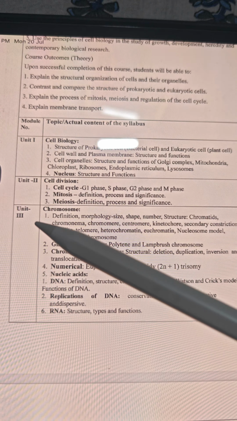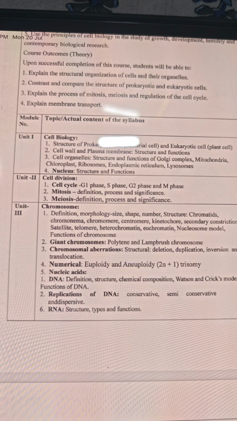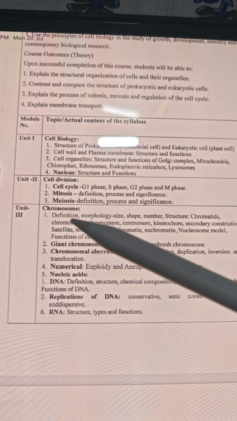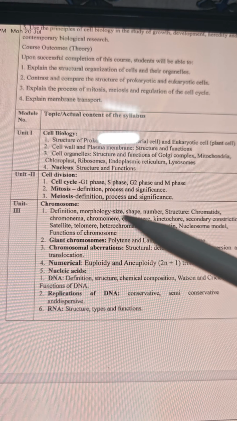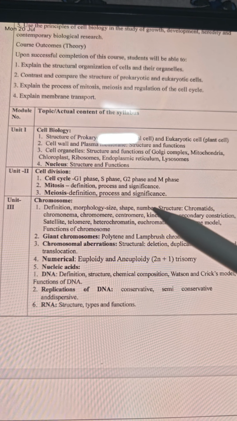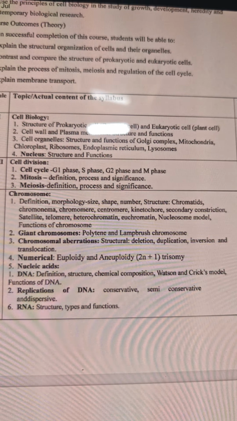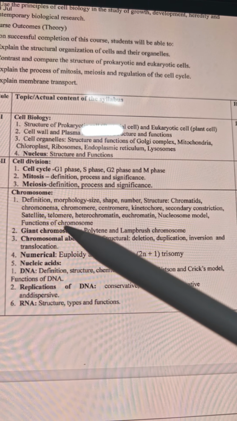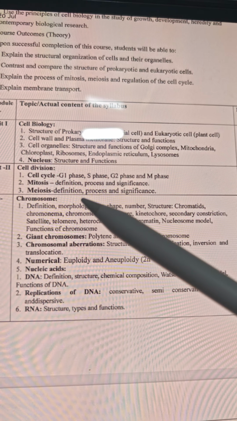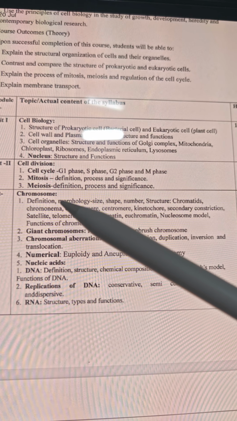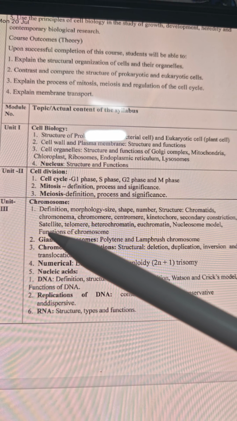process, and significance. Unit 3, which I think is the largest, covers most of the content, regarding the chromosome. Number 1 is the definition, morphology, size, shape, number, structure of chromatids, chromonema, chromomere, centromere, kinetochore, secondary constriction, satellite, telomere, heterochromatin, euchromatin, nucleosome model, a very important part regarding the chromosome. Everything we will discuss one by one when we start this unit 3.